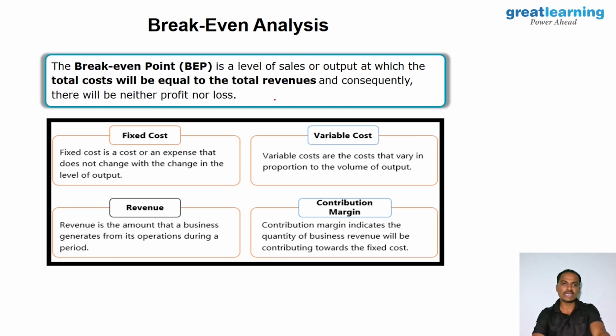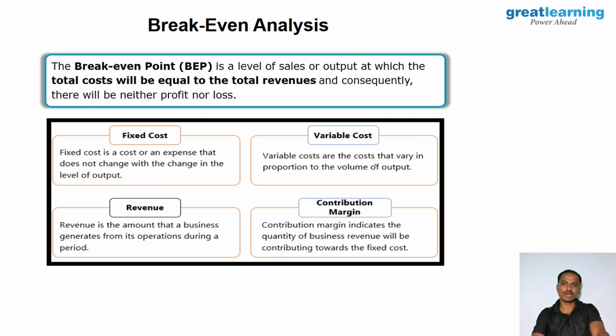Okay, so that is the reason businesses generally are interested in calculating break-even point. There are some important terminologies used in break-even analysis: fixed cost, variable cost, revenue, contribution margin. So these are the terms commonly used in break-even analysis. Fixed cost is a cost or an expense that does not change with change in the level of output. This fixed cost will remain the same for the business irrespective of the level of output or the quantity produced.